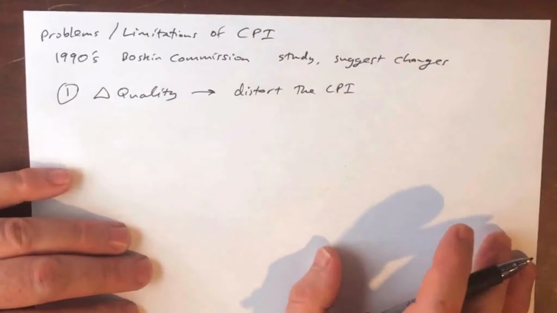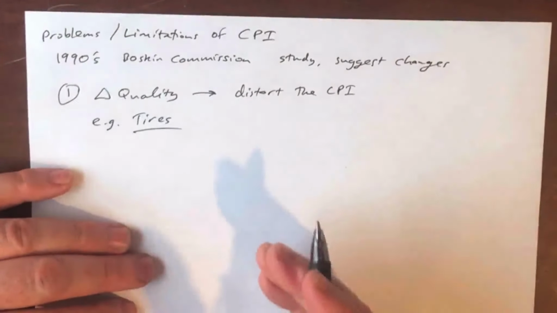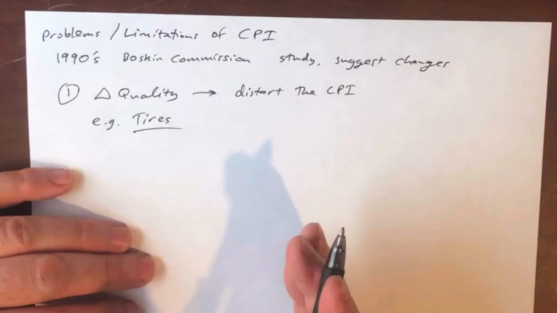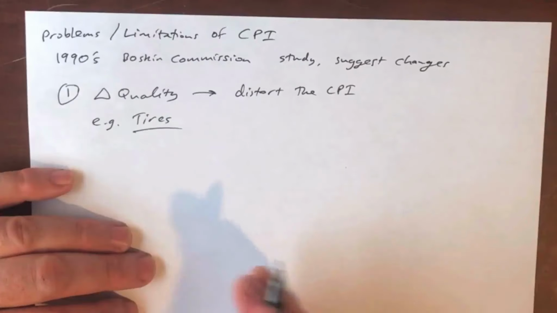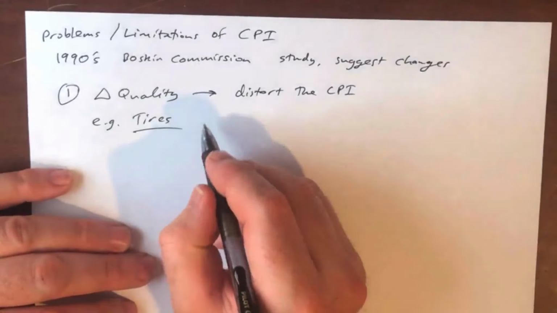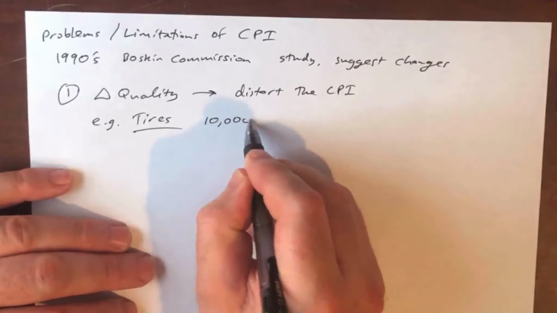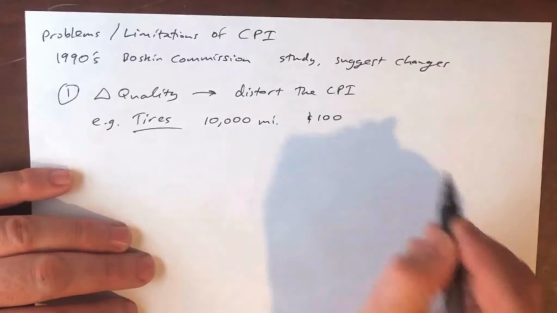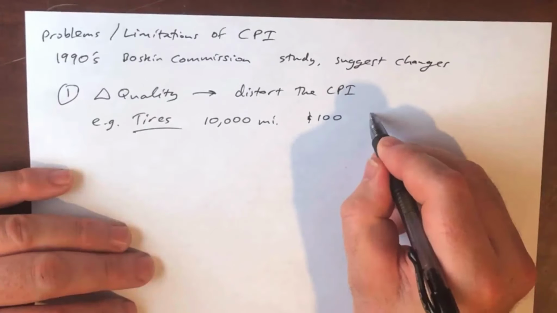Let's take an example that has to do with tires. Tires have one simple job: they last a certain amount of time on your car, a certain number of miles. So it's very clear to assess how long they last. Let's say that a set of tires lasts 10,000 miles, and these tires cost $100, and let's say this is in 1980 or something.